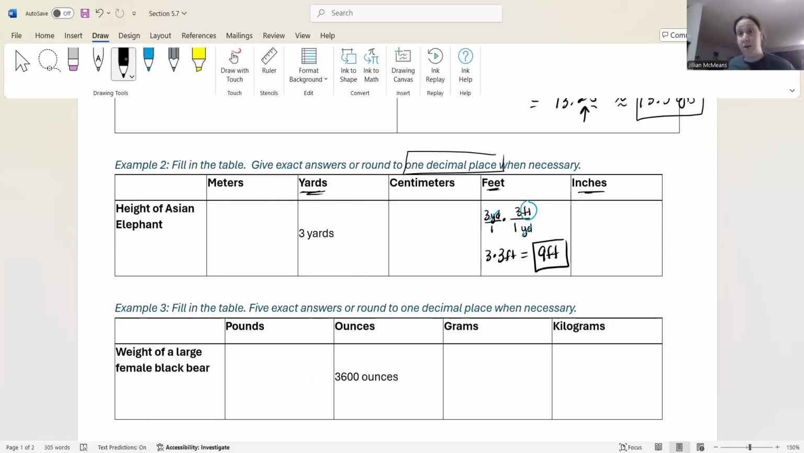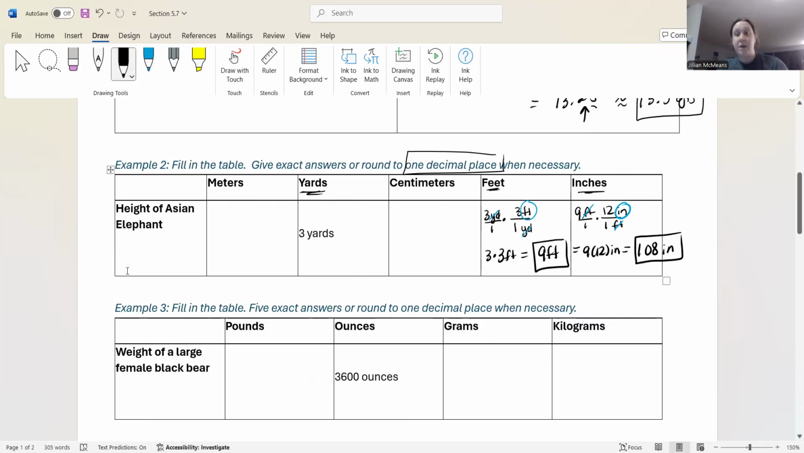Okay, now we want to convert 9 feet to inches, because that would be the next unit in line. So if I have 9 feet, I know there's a conversion for feet and inches. It just so happens there are 12 inches in 1 foot. Make sure the feet are going to be the unit that cancels. So we want feet in the denominator of our unit fraction, inches in the numerator. So if we clean that up, we get 9 times 12 inches. And 9 times 12 happens to be 108. So we get 108 inches. So an Asian elephant is 108 inches.